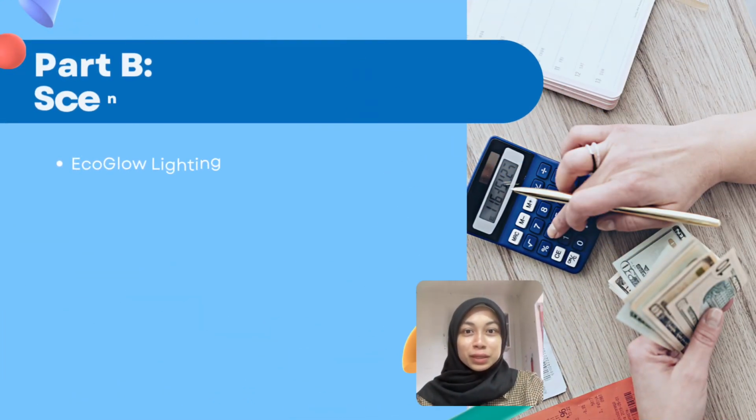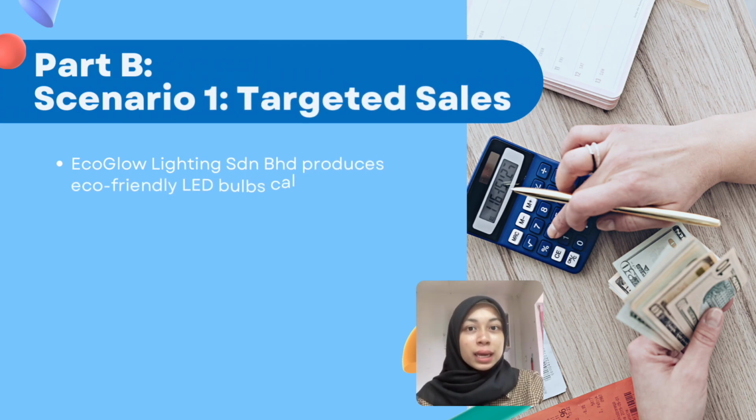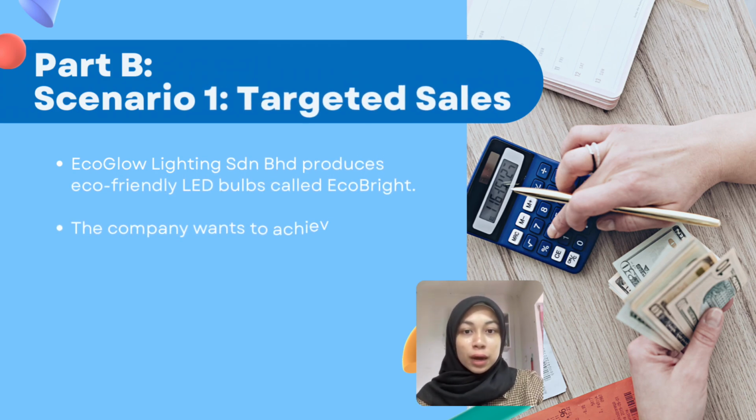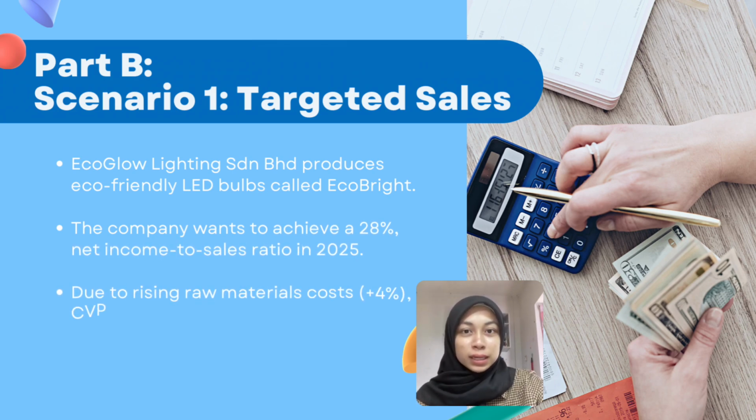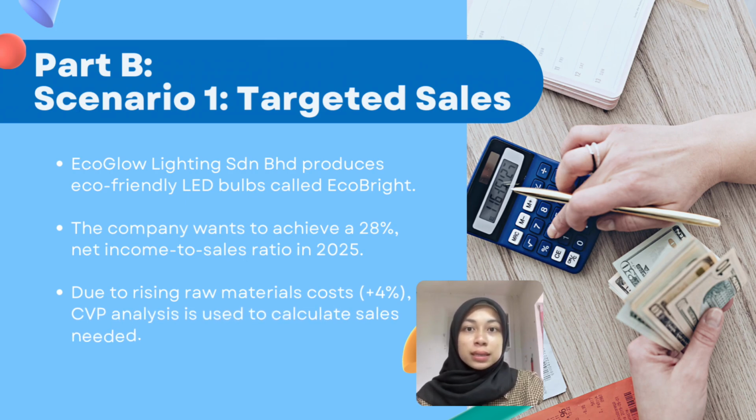Hi, my name is Nadia Batisha binti Rashid and my matrix number is 364, and I will present scenario 1, targeted sales, for our EcoGlow Lighting Group project in BKANK1013 basic accounting. EcoGlow Lighting is a company that makes and sells LED bulbs called EcoBright. The company wants to reach a 28% net income to sales ratio in 2025 because of the rising costs, especially a 4% increase in raw material costs. The company needs to plan carefully. So we use CVP analysis to calculate how many units must be sold to meet the profit target. My part is to solve scenario 1.